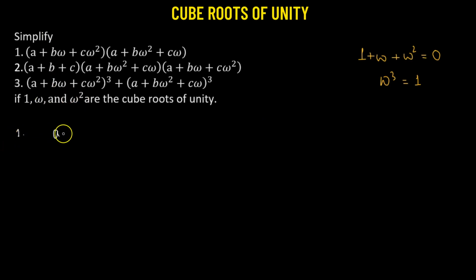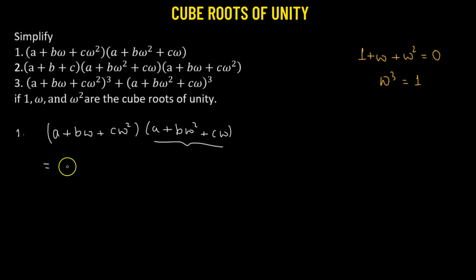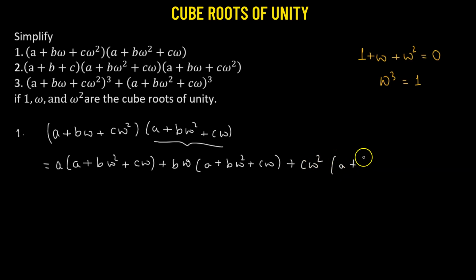So here we have a plus b omega plus c omega squared, and this is multiplied by a plus b omega squared plus c omega. So this will be equal to, now what we'll do, we'll distribute a with a plus b omega squared plus c omega. So let's do that. We have a multiplied by a plus b omega squared plus c omega. Then we'll take the second term, which is b omega, and multiply it by a plus b omega squared plus c omega, and we multiply the third term, c omega squared, by a plus b omega squared plus c omega.